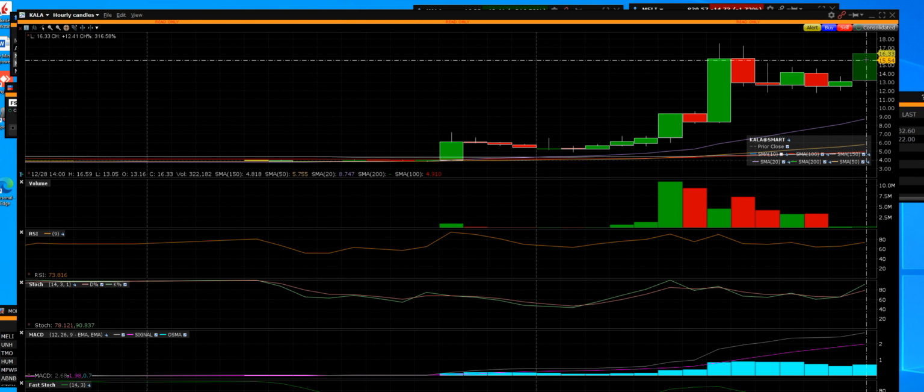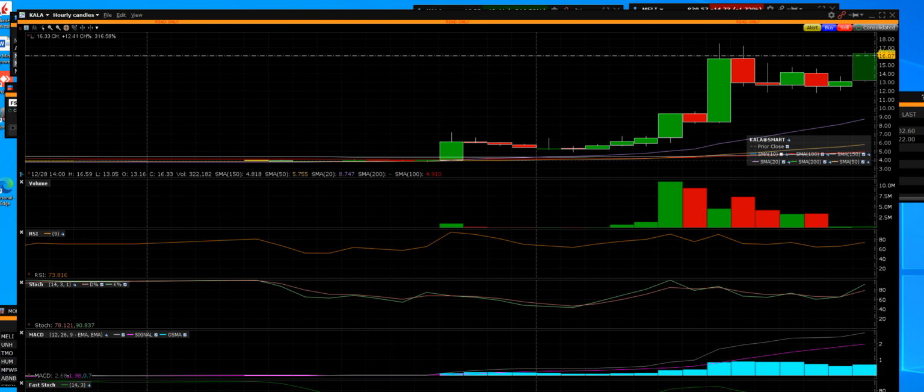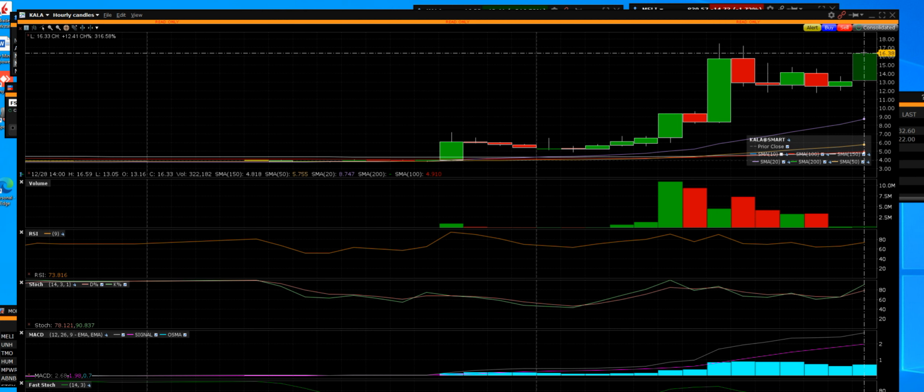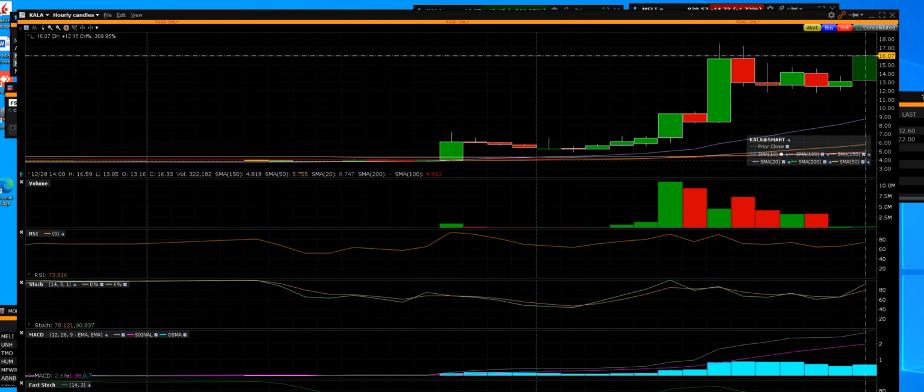Now, on the hourly chart here, this is coming up. The symbol is KALA Pharmaceuticals. The low was $6. We got in. The high is $17.48. We want to put you in trades like that with us.